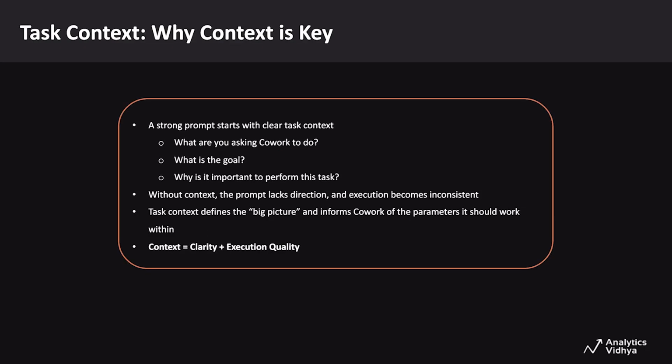Before diving into file paths, outputs, or constraints, let's first talk about context. When you write the prompt, the task context is the most crucial element. It defines what you want to achieve and why it matters. Without this context, the rest of the prompt, the specific actions, file paths, or output doesn't have much meaning. Context ensures Co-work knows the big picture and can properly translate your intent into actionable steps. Think of it as the foundation for the rest of your task. Once the context is clear, everything else falls into place more smoothly.